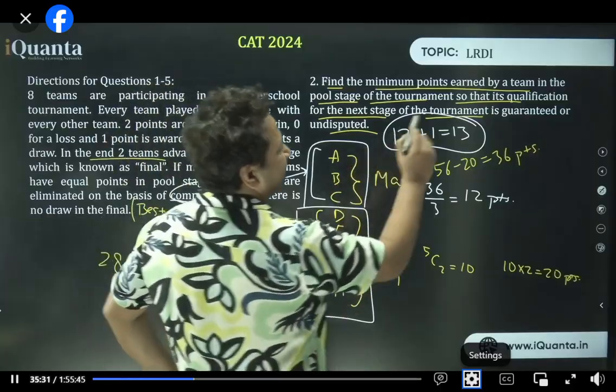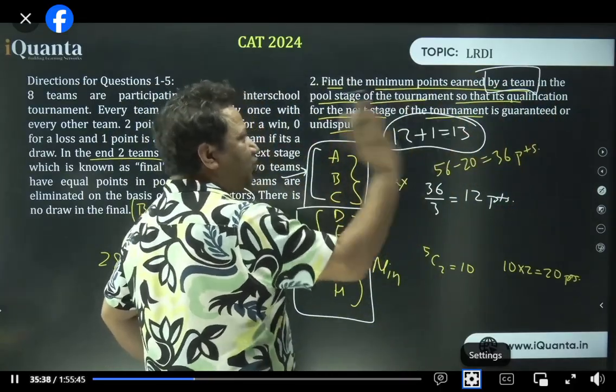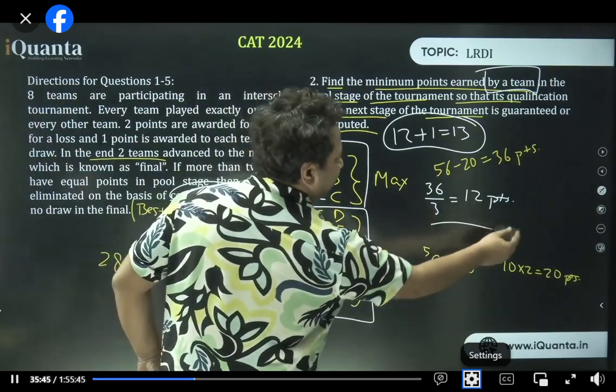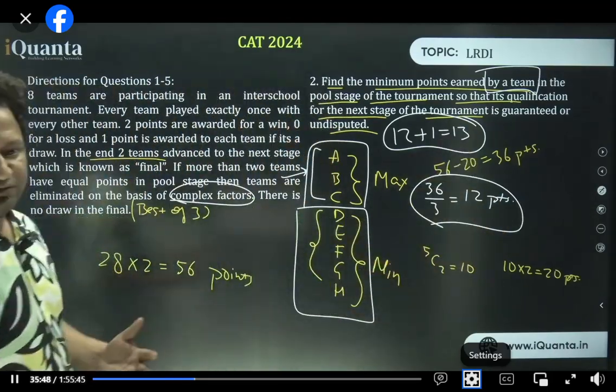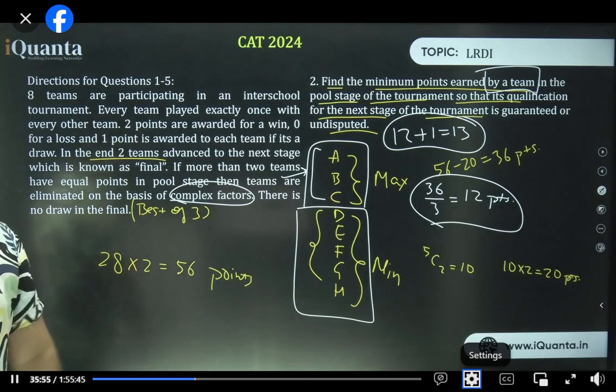But in the question it says, earned by a team. A team earns certain points through which it is sure shot going into the next stage. That can happen if one team scores more than 12 points. So 12 plus 1. More than 12, but the minimum, that is 13 points. So one team will score 13 points, it will definitely go. And out of the remaining 2, one will go through complex factors.